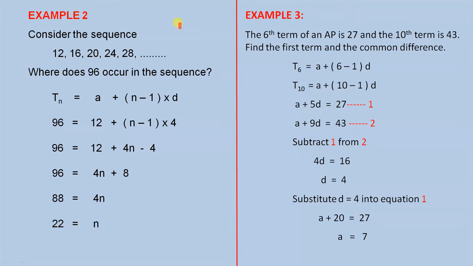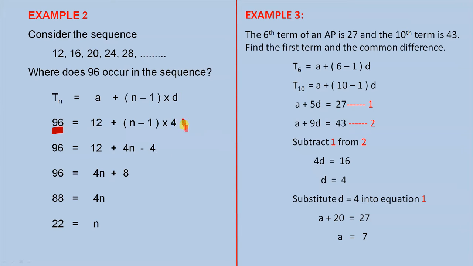Example 2. Consider the sequence 12, 16, 20, 24, 28 and so on. Where does 96 occur? Okay, here's our formula. Tn equals a plus n minus 1 times d. Now we want to know where 96 occurs, so we put 96 here. a is 12, of course it's the first term, and n is the nth position of 96. So we substitute those numbers in, and remember d equals 4, of course the common difference is 4.